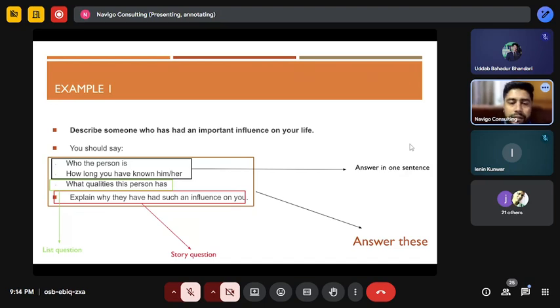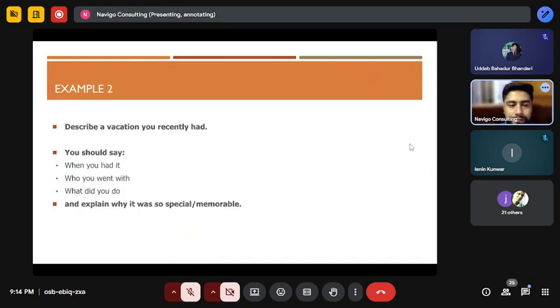Okay. Good. So example number two might be describing a vacation you recently had, and you should be saying when you had it, who you went with, what you did there, and explain why it was so special or memorable.